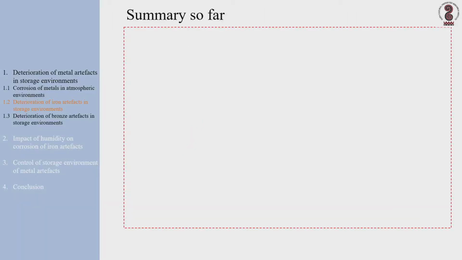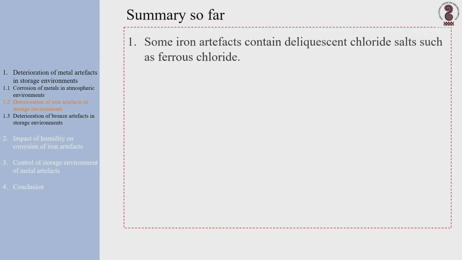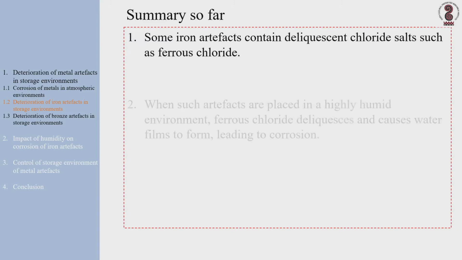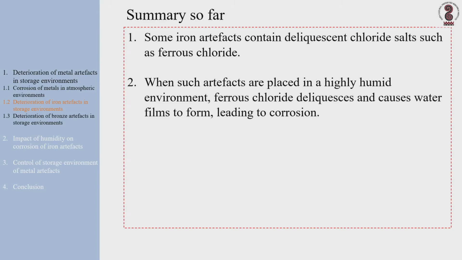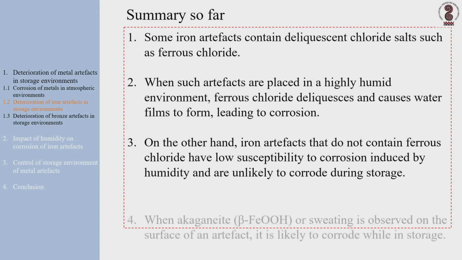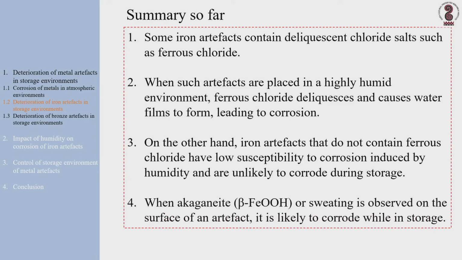Let us summarize what we have learned so far. Some of the metal artifacts contain deliquescent salts, such as iron chloride 2. Such artifacts corrode when stored in a highly humid environment. On the other hand, some artifacts are believed to not contain chloride salts and are likely to be resistant to corrosion that occurs during storage. Whether a stored artifact is prone to corrode can be determined by the presence of akaganeite and sweating.